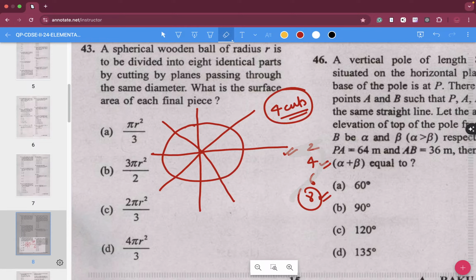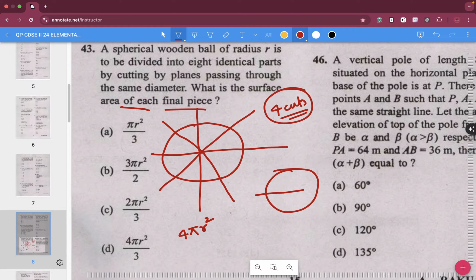What they are asking is the surface area of each of those 8 pieces. First of all, the curved surface area of the entire sphere will be 4 pi r square. That is for sure given, there is no doubt about that. Now when you do the first cut, you do the cut like this.